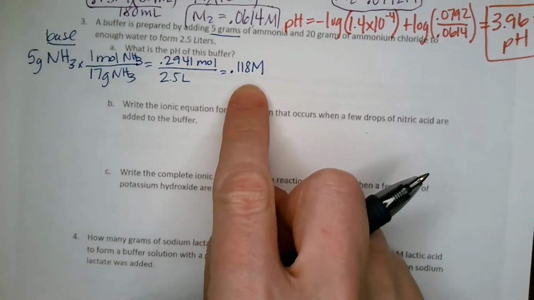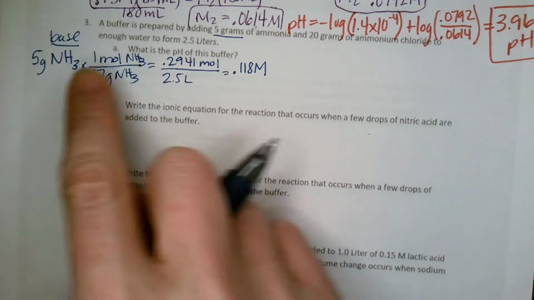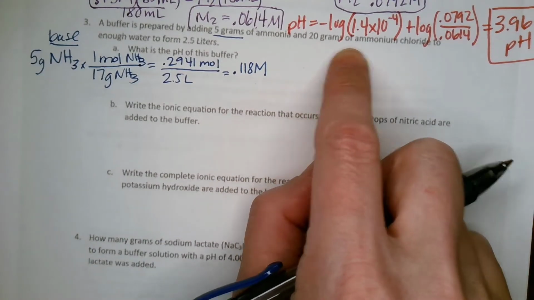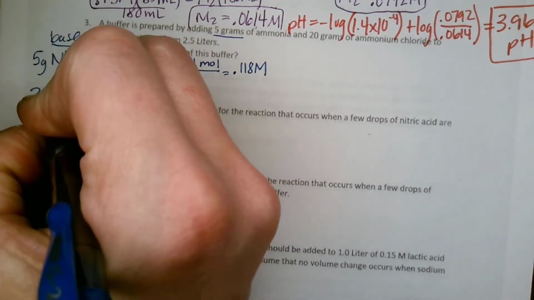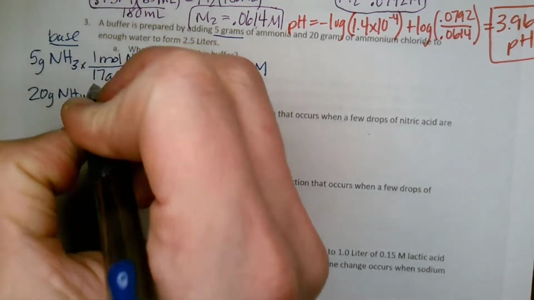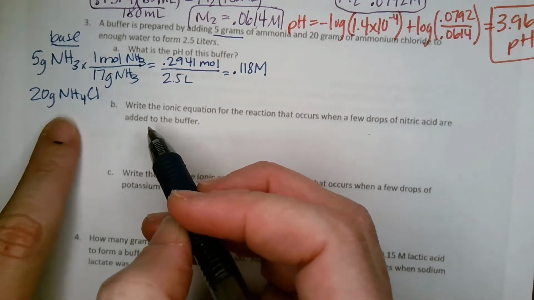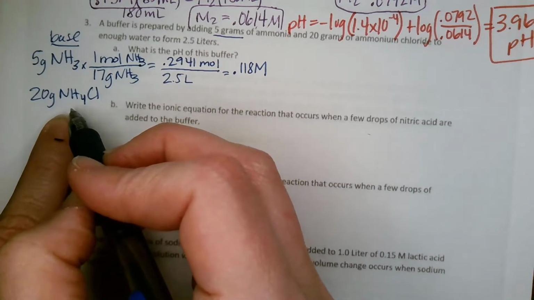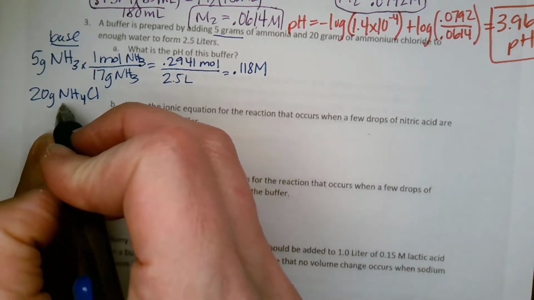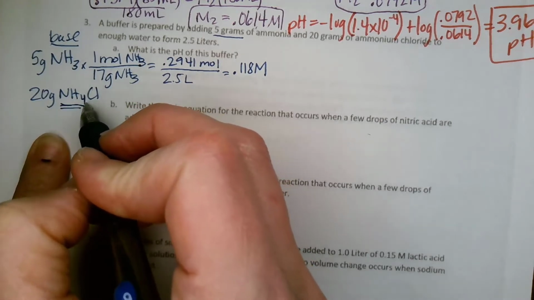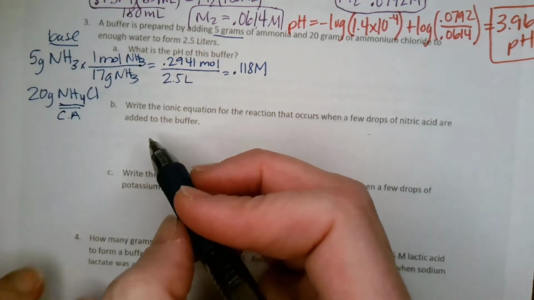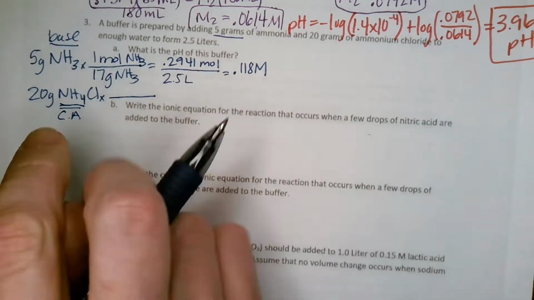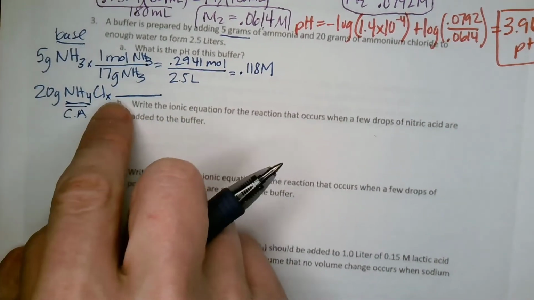Okay, so we have the concentration for my ammonia. Let's do the same thing with our 20 grams of ammonium chloride, NH4Cl. This is going to be my conjugate acid, right? The chloride is just going to be a spectator ion. So our conjugate acid, with ammonia being my base. So let's figure out the molar mass of ammonium chloride.